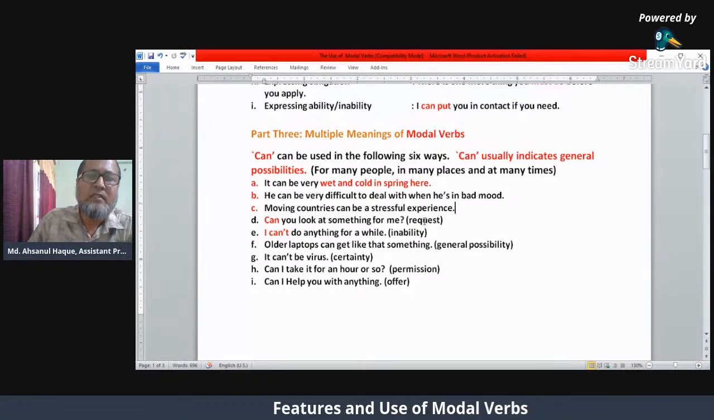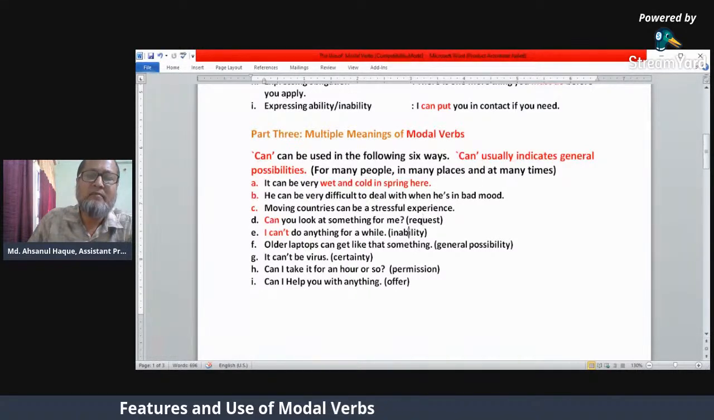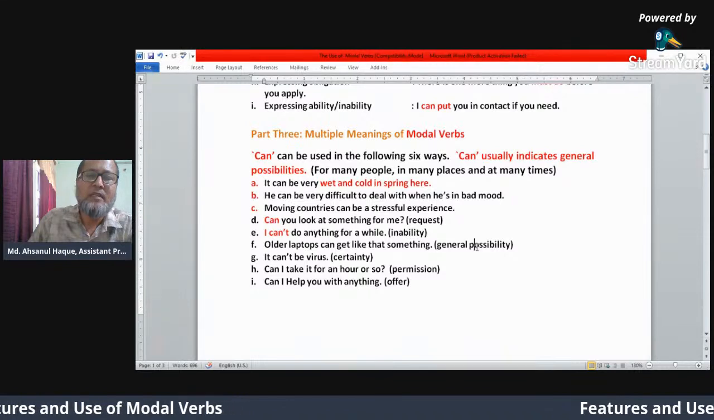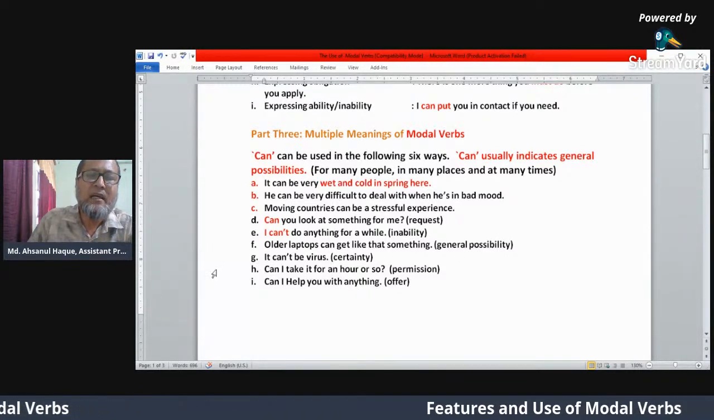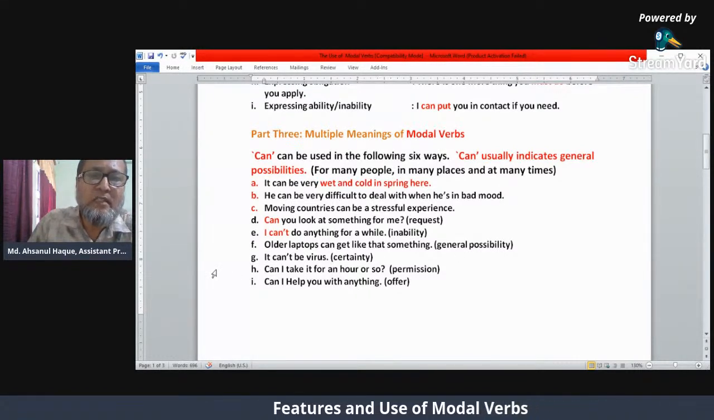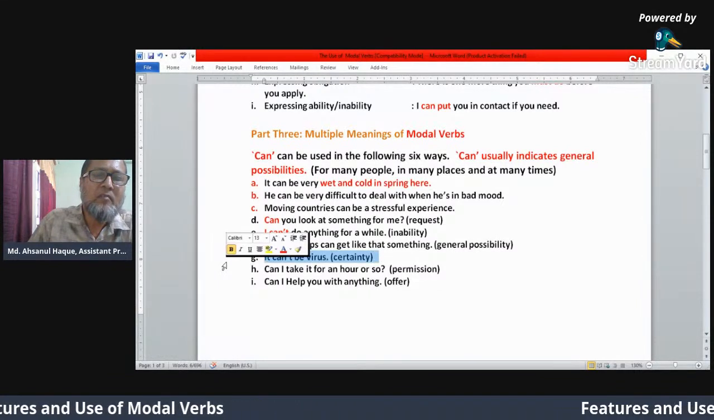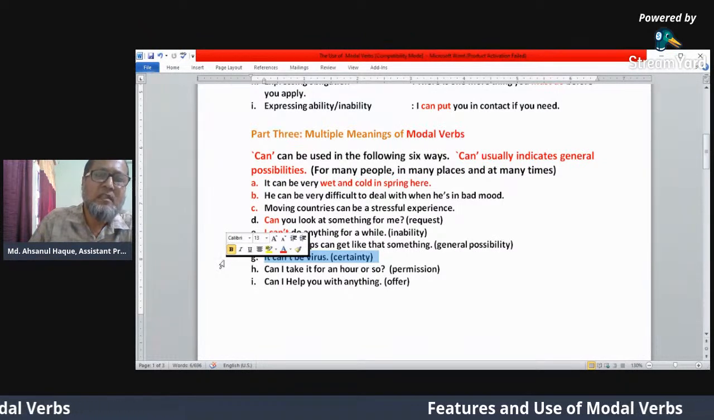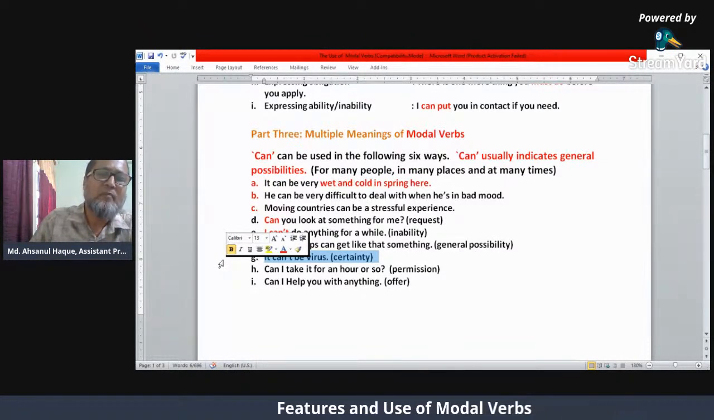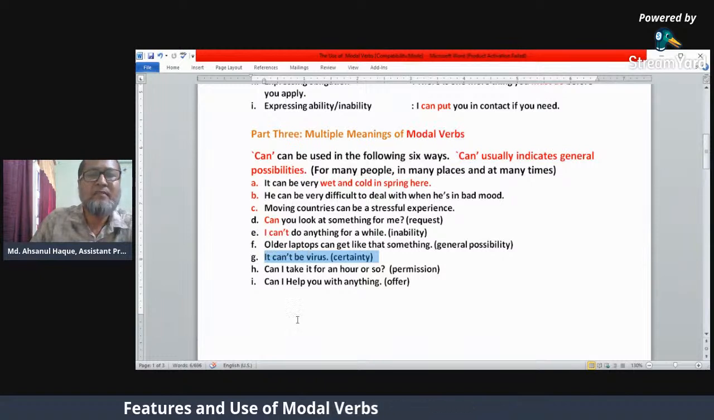I'm sorry, this is request. This is inability. This is general possibility. And number G, you see, it can't be virus, certainty. It can't be, this is not possibility. This is certainty. I'm certain that, I'm sure that it can't be virus.